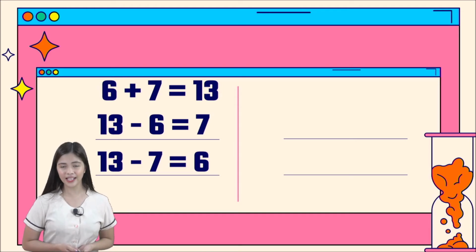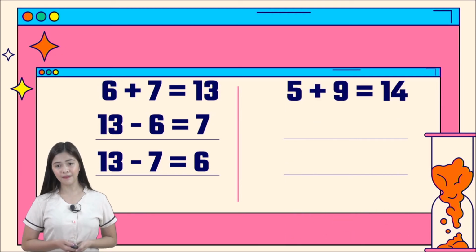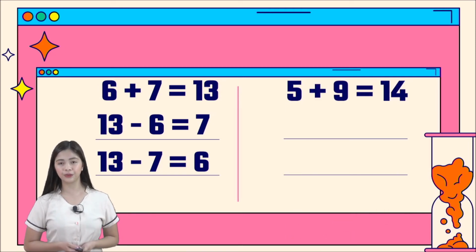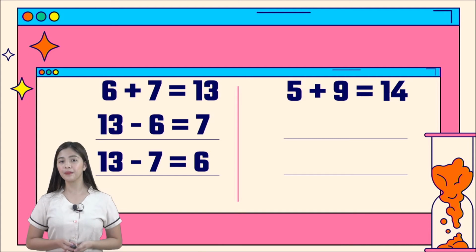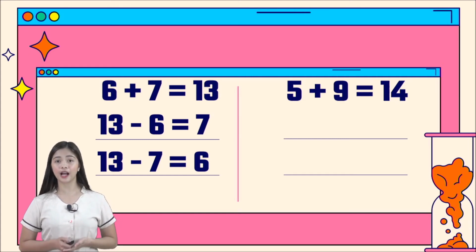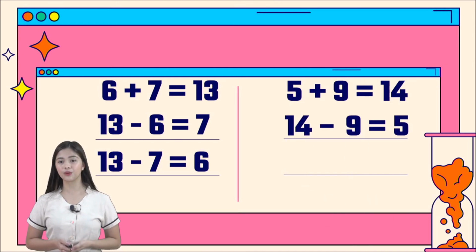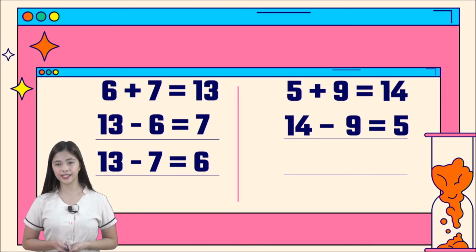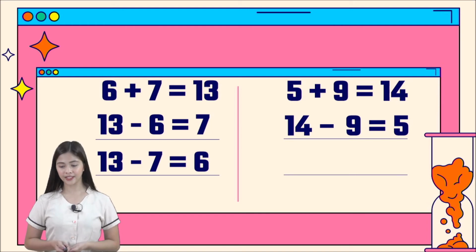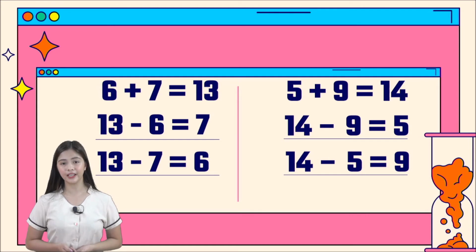Okay? Now let's proceed to number 2. We have 5 plus 9 is equal to 14. So 14 will be our minuend. Very good. And 9 is our subtrahend. So 14 minus 9 is equal to 5. And vice versa. Let's do the vice versa. 14 minus 5 is equal to 9.